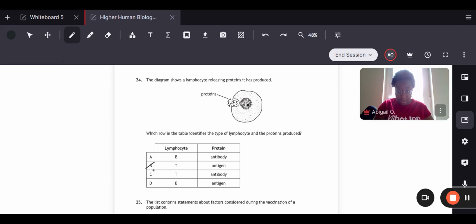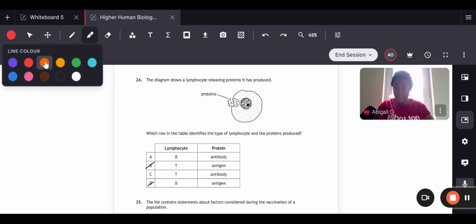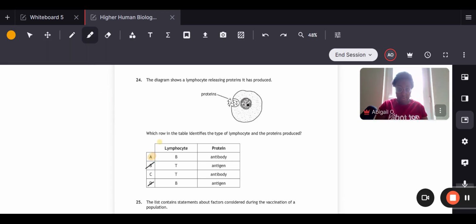So anything that says antigen, you can get rid of. What type of lymphocyte produces antibodies? Well, there's only one type of lymphocyte that's going to produce antibodies, and that's going to be a B lymphocyte. So the answer here is A.